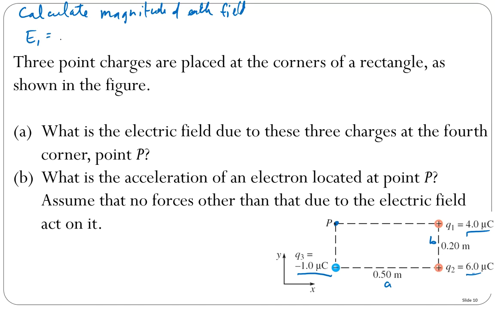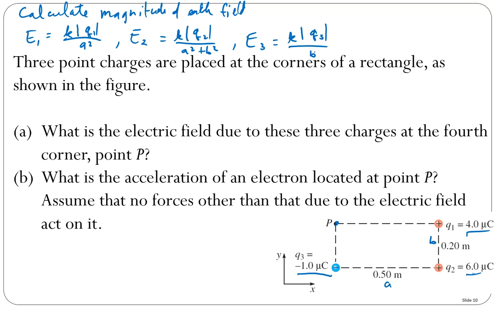E1 has the magnitude of K absolute value Q1 over A squared. E2 is K magnitude of Q2. Pythagorean theorem says that the distance from Q2 to P is A squared plus B squared. E3 is equal to K absolute value of Q3 over B squared. And then I have to go with what Andy actually said. I have to break these into the components.